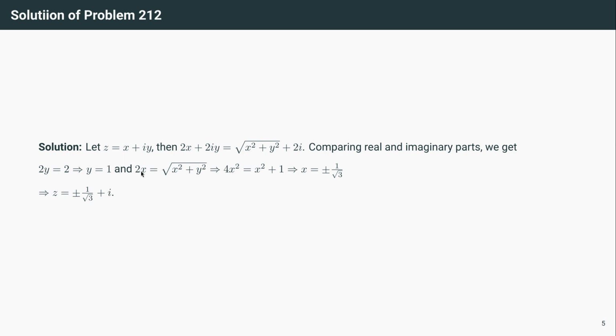Now we compare the real part. We have 2x is equal to square root of x squared plus y squared. We square both sides. It will be 4x squared on the left hand side, and the right hand side will be x squared plus y squared. But y is equal to 1, so y squared will be 1. That means 3x squared is equal to 1. So x is equal to plus minus 1 by root 3. So we have the solution z is equal to plus minus 1 by root 3 plus i.